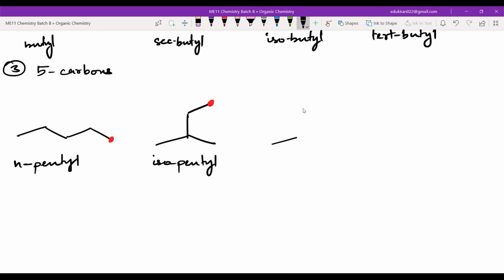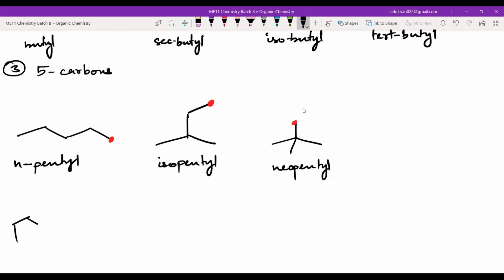And if you have a structure like this, in which the center carbon has 4 other carbons attached to it, but the point of attachment is one of the terminal carbons, this situation is known as neopentyl. Just a note, iso does not have a dash, and pentyl also does not have a dash. Isopentyl. This is neopentyl.